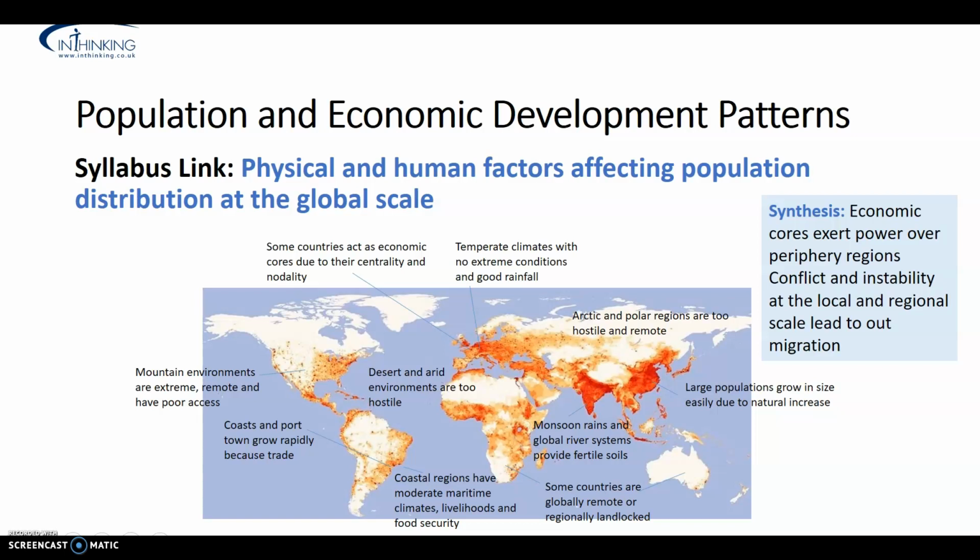So certain regions develop faster. They have an economic control over resources, and these become central to the economic cores, and peripheral regions get left behind, but do enjoy the trickle down of benefits from economic cores. There are some regions which endure instability, and this can play out at both the local and regional scales. And this leads to a form of outmigration towards the economic cores.